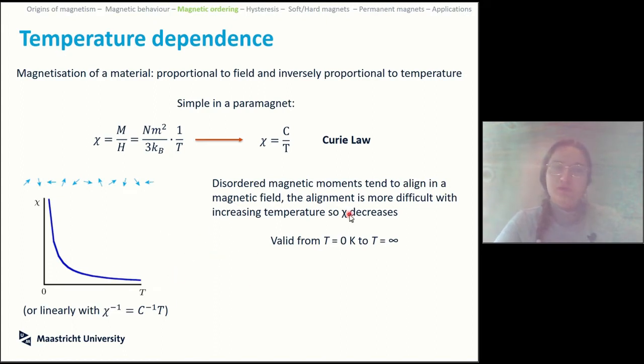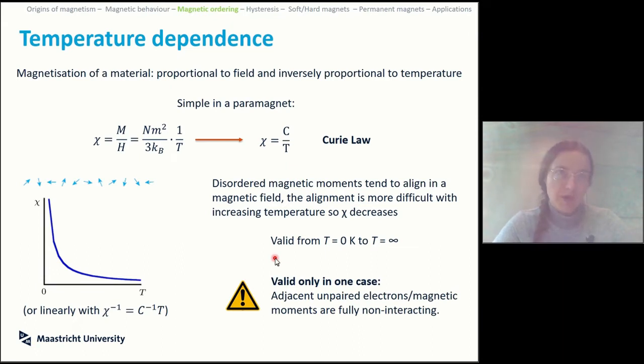This basically comes from the fact that the alignment against the magnetic field, which is small and local, is only made more difficult with increased temperature. So when you go very much higher, the susceptibility will decrease. Now this is supposed to be valid from 0 Kelvin to infinity, but this is only valid for a very specific case, which is the case of a perfect paramagnet.